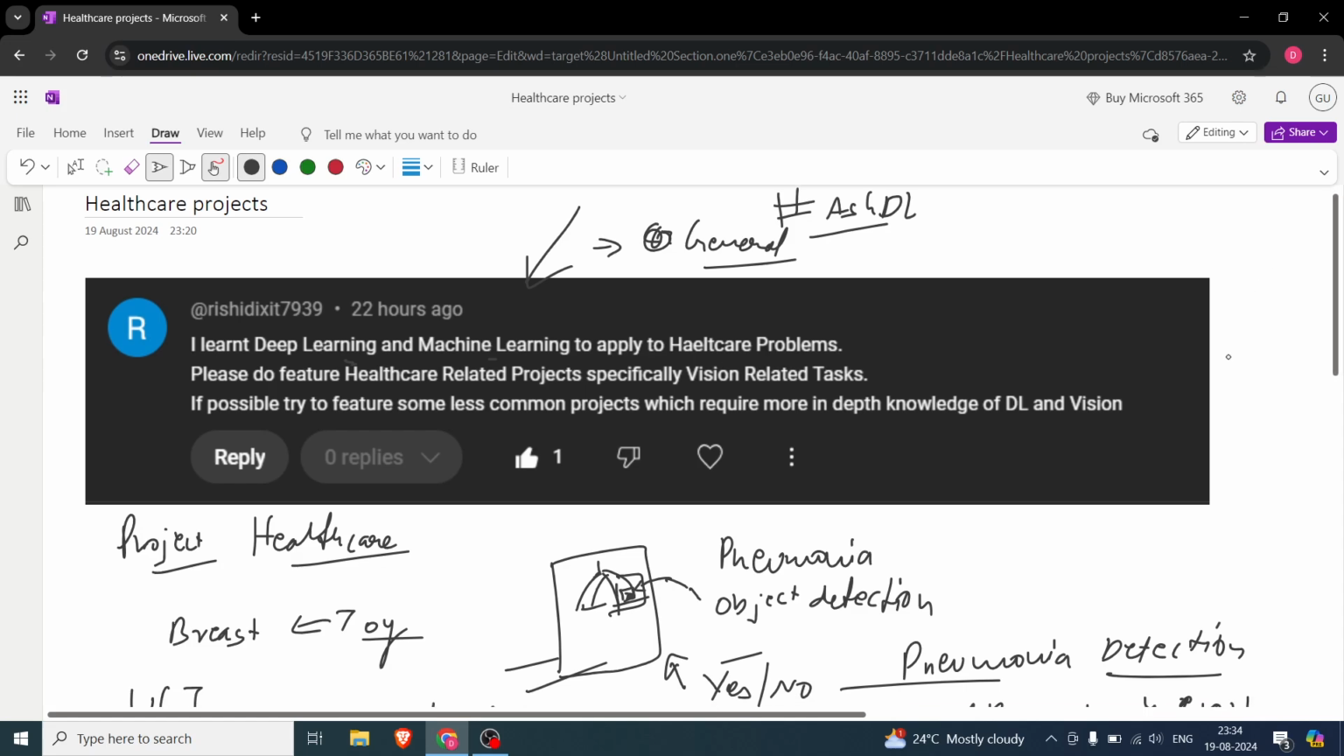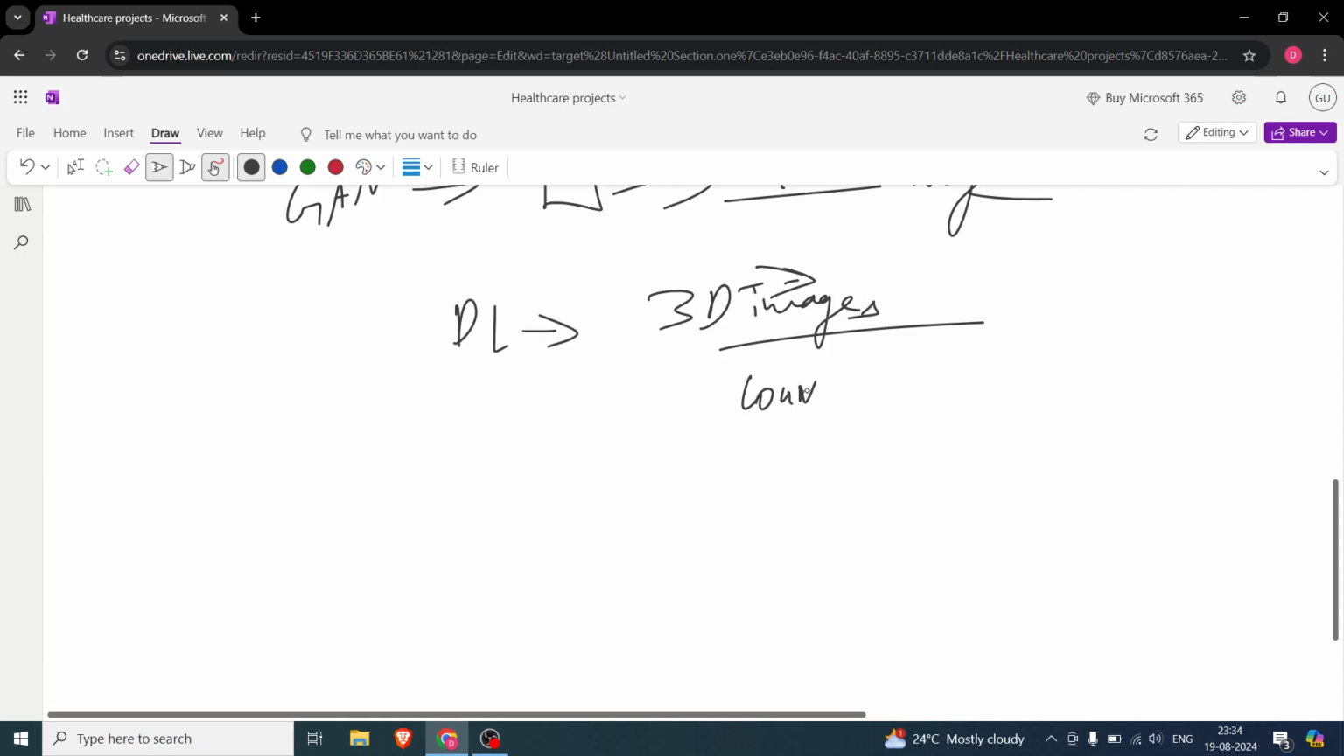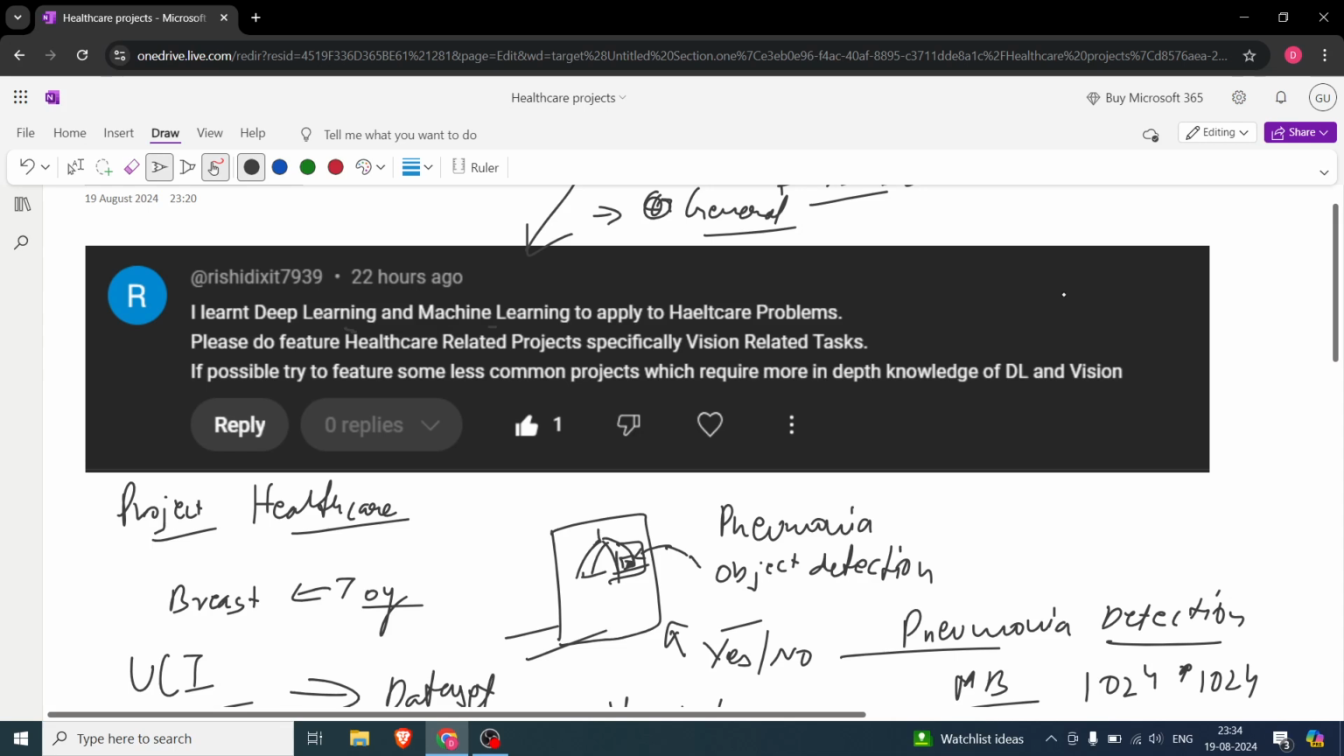The only type of project that I know in deep learning, there are certain data sets where you use 3D images, but again it's images. Instead of Conv2D you'll be using Conv3D. Nothing much will change. So please let me know what you mean by less common projects which require more in-depth knowledge of deep learning and vision.